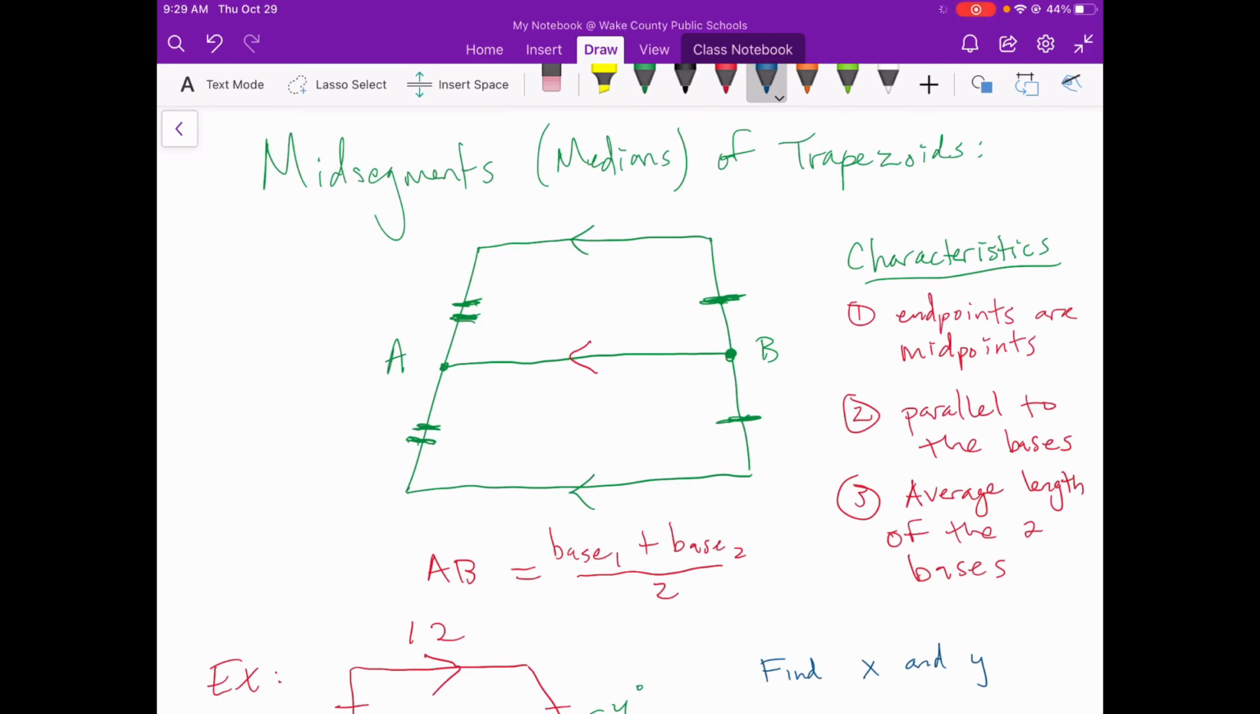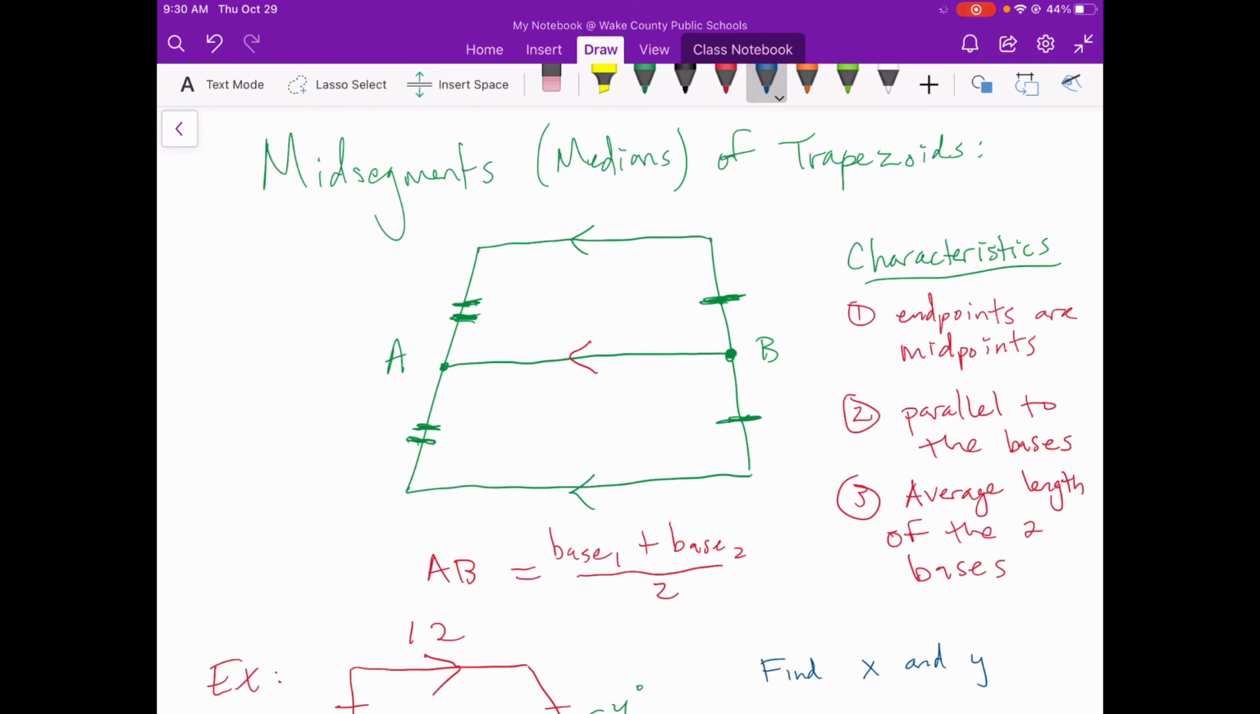Okay, finishing up with our trapezoids. We do have a special segment in trapezoids called a mid segment, or sometimes you might see it called a median. A mid segment is a line segment that connects the midpoints of the two legs of a trapezoid. So the endpoints of a mid segment are midpoints of the sides that are not parallel in a trapezoid.